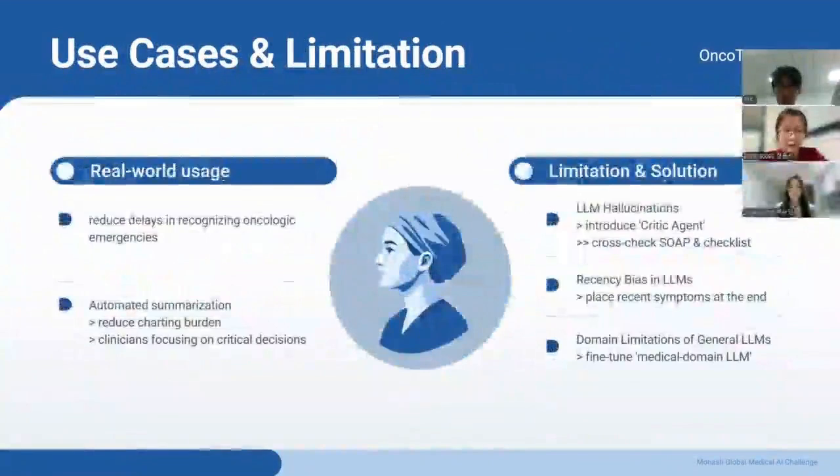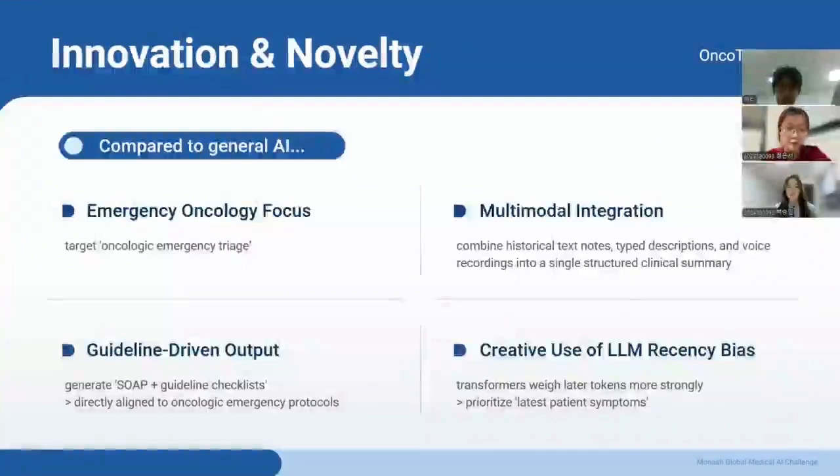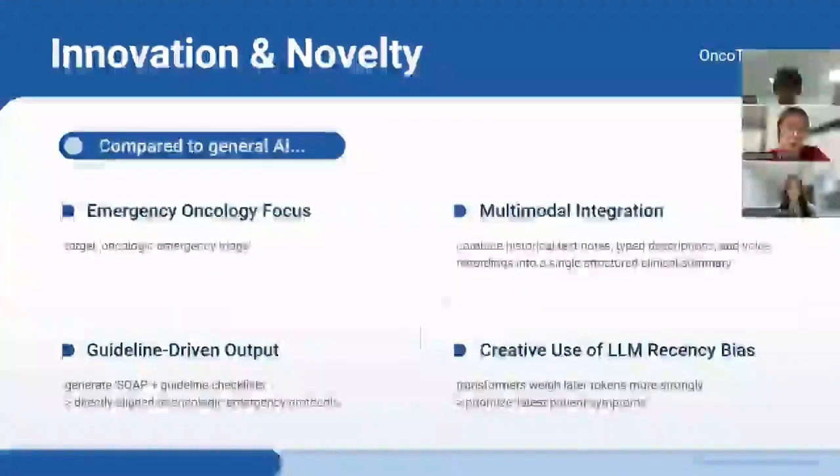What makes our system unique is its focus on emergency oncology. We've combined text notes, typed symptoms, and voice recordings into one structured summary. The output is guideline-driven, generating SOAP plus an oncologic emergency checklist. We also use LLM recency bias intentionally, placing recent symptoms last so the model prioritizes what matters most in the ER. In practice, this helps reduce delays in recognizing oncologic emergencies and lowers charting burdens.